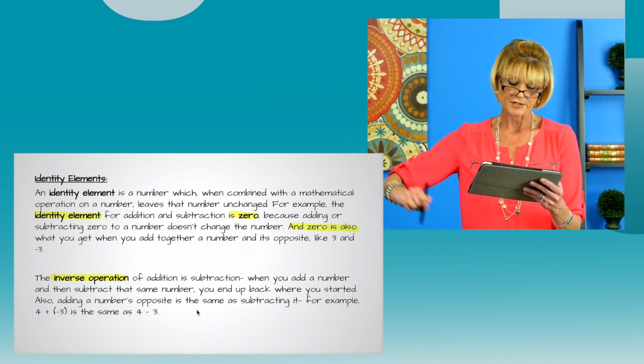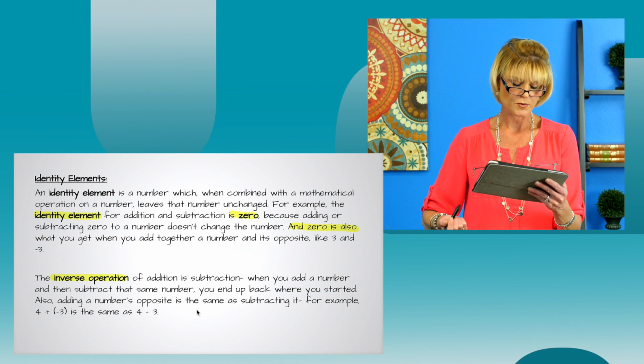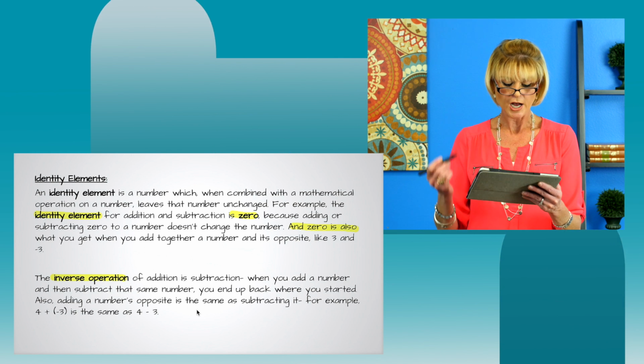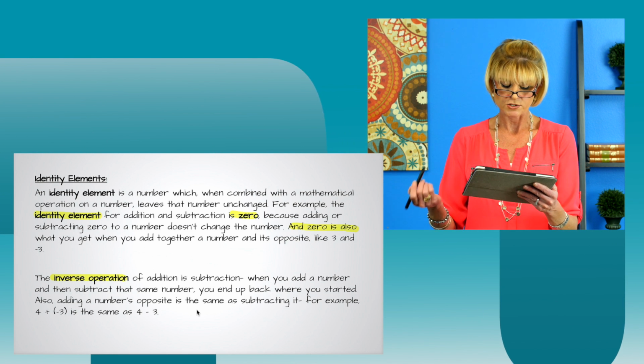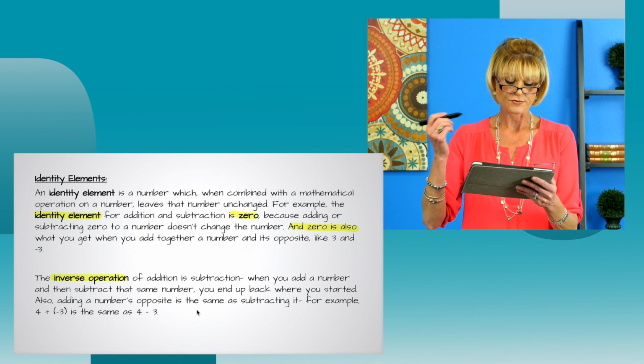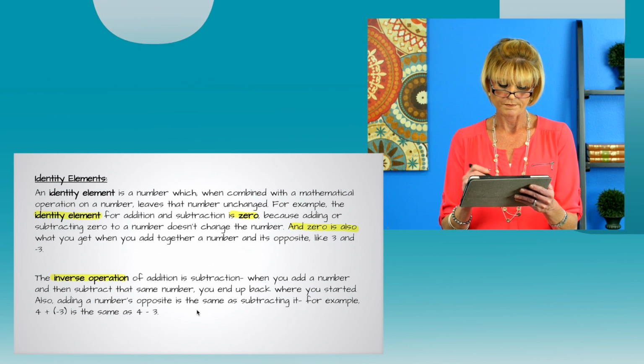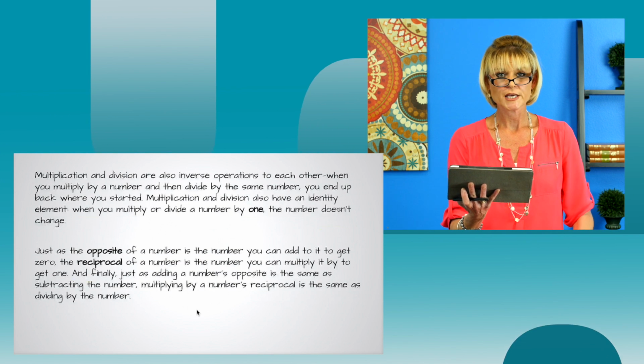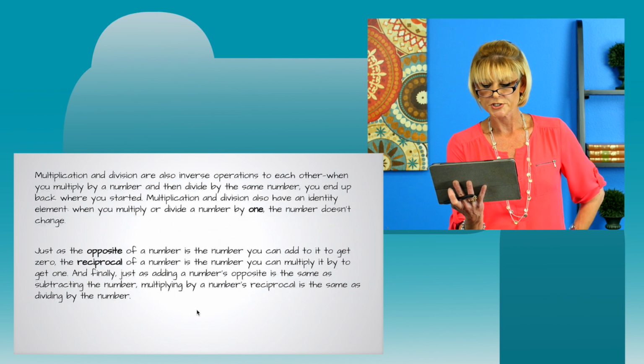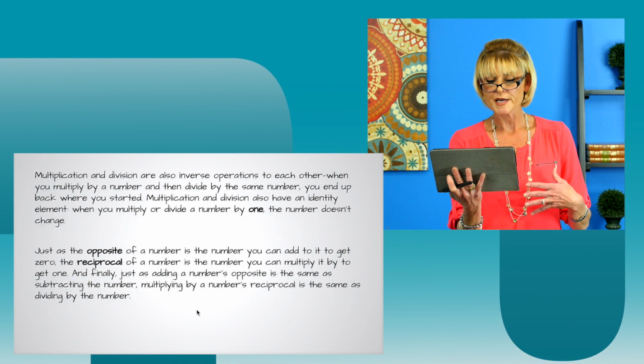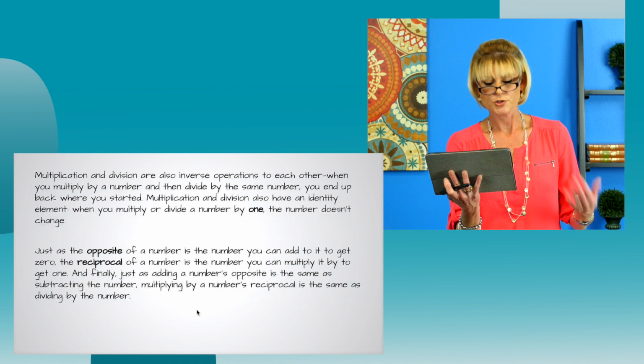When you add a number, then subtract that same number, you end up back where you started. And also adding a number's opposite is the same as subtracting it. So for example, 4 plus negative 3 is the same as 4 minus 3. Now multiplication and division are also inverse operations to each other. So when you multiply a number and then divide it by the same number, you end up back where you started.